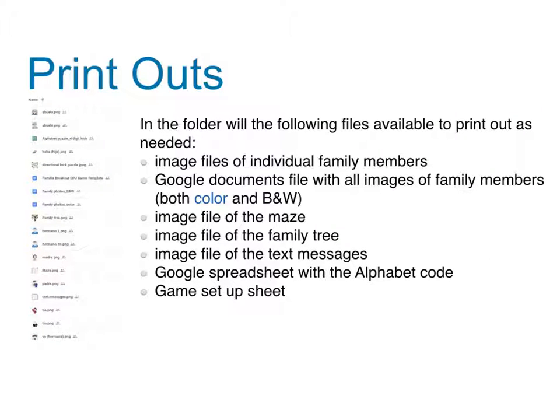So the printouts listed in the Google folder would include the following files: image files of individual family members, Google Documents files with all images of family members, both in color and black and white. There's an image file of the maze, the image file of the family tree, the image file of the text messages, a Google spreadsheet with the alphabet code, and the game setup sheet.